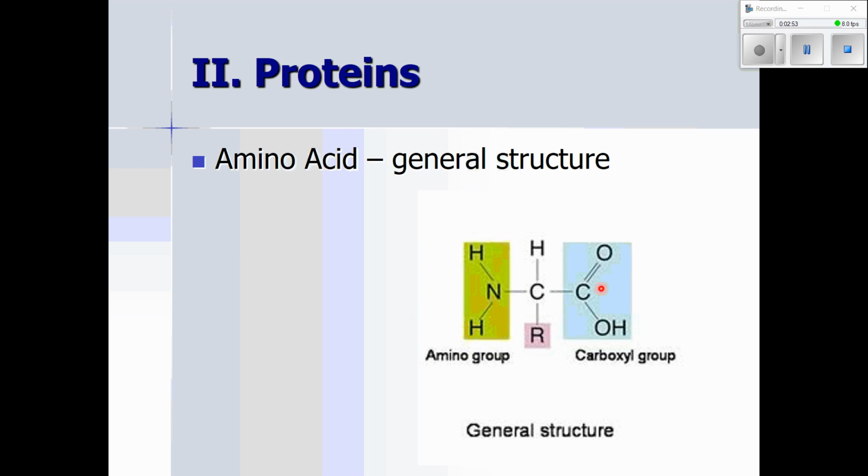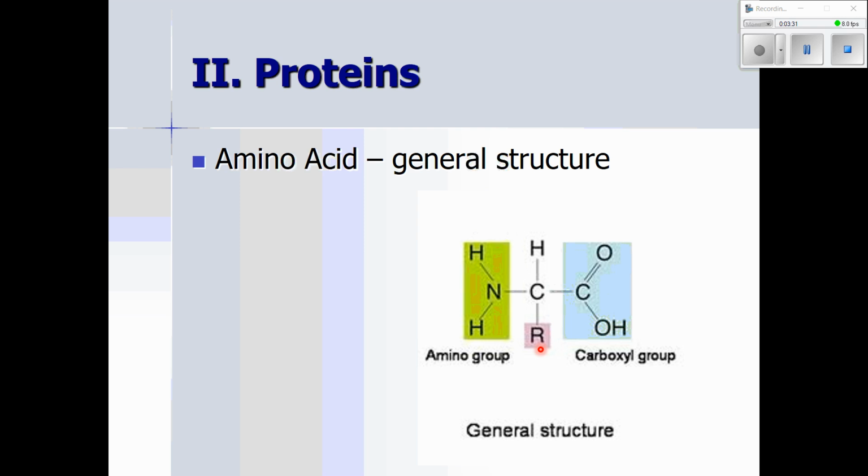And on the other side of the amino acid, we have a carbon that's double covalent bonded to an oxygen, and then single bonded to another oxygen, which is also bonded to a hydrogen. This little area is called the carboxyl group. This carbon is known as the central carbon, and it is always bonded to a hydrogen. And then we have the most interesting part of the amino acid, the R group. Sometimes it's called the R side chain.